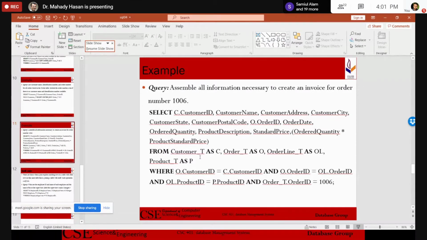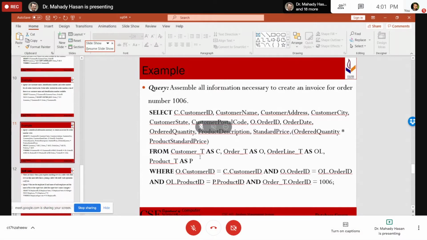What about the others? I think so, order n. Why not product? Why not customer? Any idea? Khadija, why not customers n? Sir, because the query theory is for order number 1006.